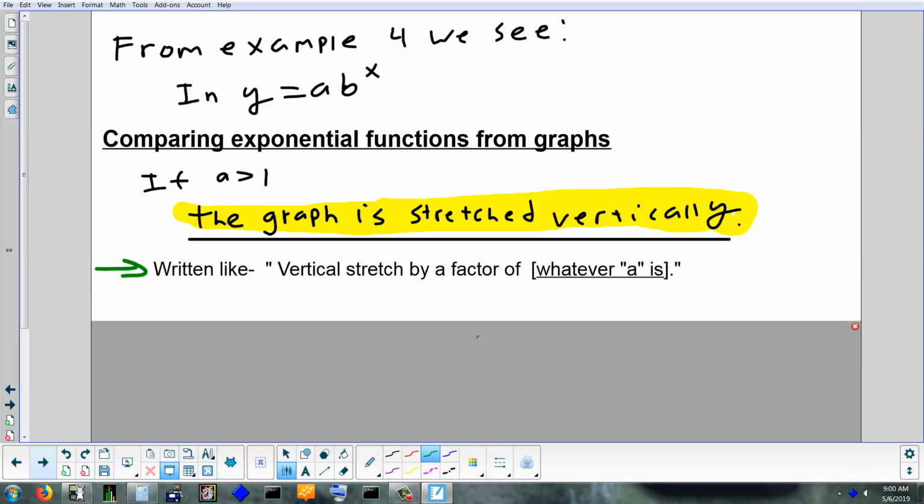This is how you write it. You would write on the test, vertical stretch by a factor of, and then you put the number that's in the place of A. So like in the last problem we just did, vertical stretch by a factor of 3. Now, if it had the negative in there, we haven't talked about that yet. I showed it to you, but I didn't tell you how to write it. I'm going to tell you that next.